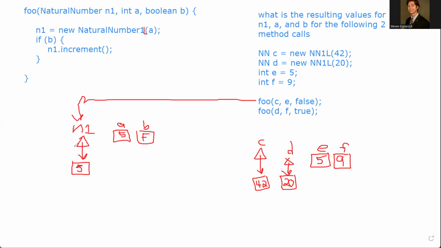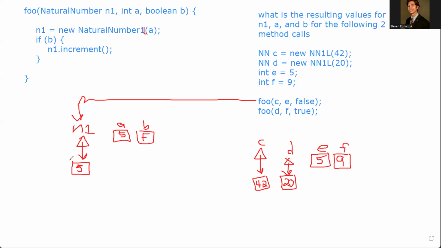Common misconception, it does not change C's pointer towards this object value of 42. It's saying that N1 should be a new natural number. This argument should be a new natural number of value 5. And then B is false, so we don't increment it. And then the method returns.